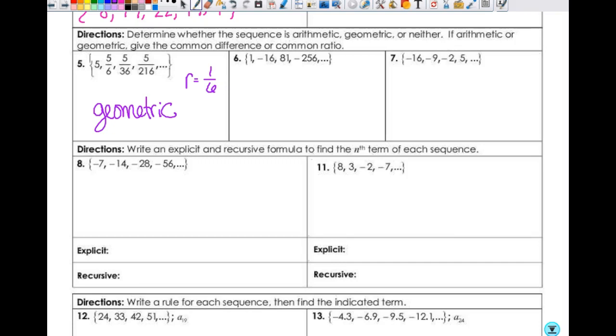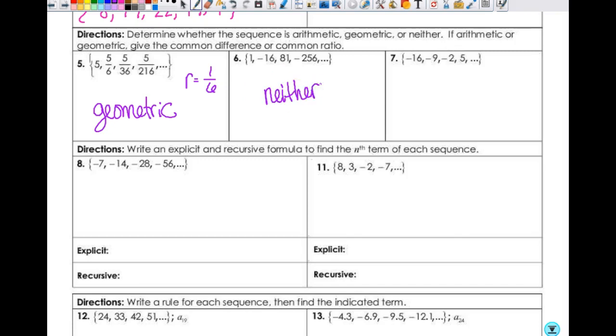All right, so then I'm going to look at number 6. Well, on number 6, I know it's not arithmetic because I can't add something consistently and the signs flip back and forth. So for the signs to change back and forth, I'd have to be multiplying by a negative number. But if you do the ratio, if you take -16 over 1, that is going to give you a -16. You take 81 and divide it by -16, you're not going to get -16. So you're not getting anything consistent for the ratio, and there's not anything for the common difference, so this one is neither.